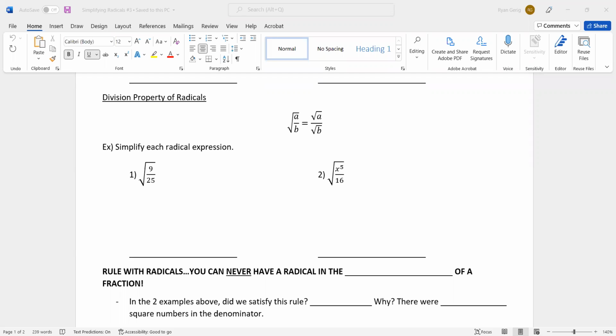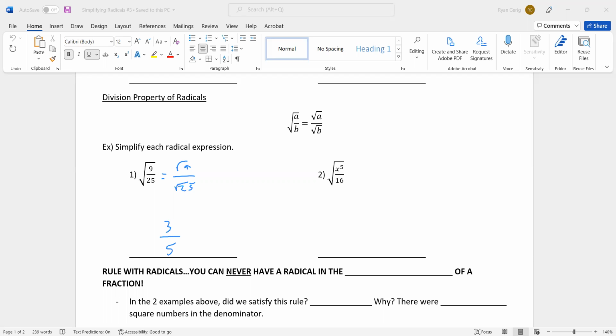Well, look at these first two. These are both pretty easy ones. The square root of 9 over 25, I can split that into the square root of 9 over the square root of 25. Well, that simplifies even further. What's the square root of 9? It's 3. What's the square root of 25? It's 5. That one was a nice number, 3/5.